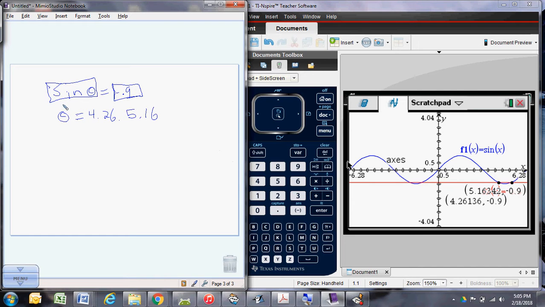So it might be easier just to graph. If you're ever given a calculator and asked to solve an equation, remember, you can always just graph it. And we just did that right here. We got our two answers of 4.26 and 5.16. Because the directions say only solve between 0 and 2 pi, there really are an infinite number of solutions. This graph keeps going forever in both directions. But because the directions say solve between 0 and 2 pi, those are our two answers. That might be the easier way to solve a trig equation when given your calculator.